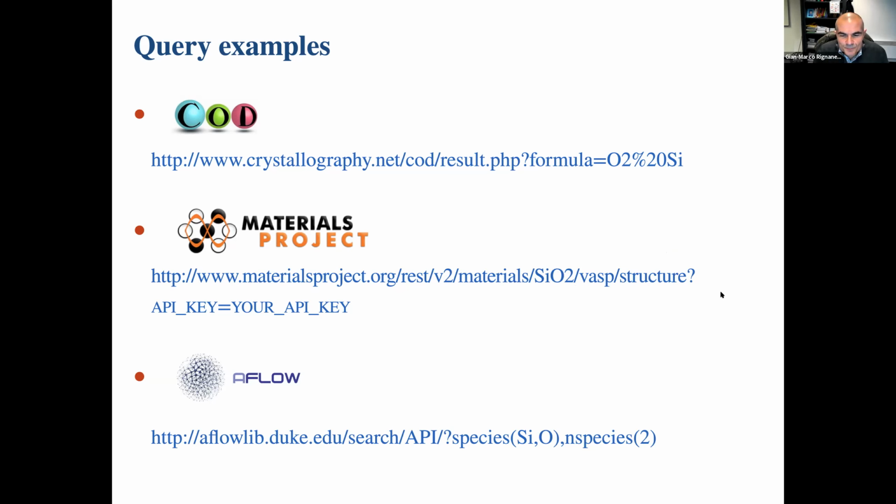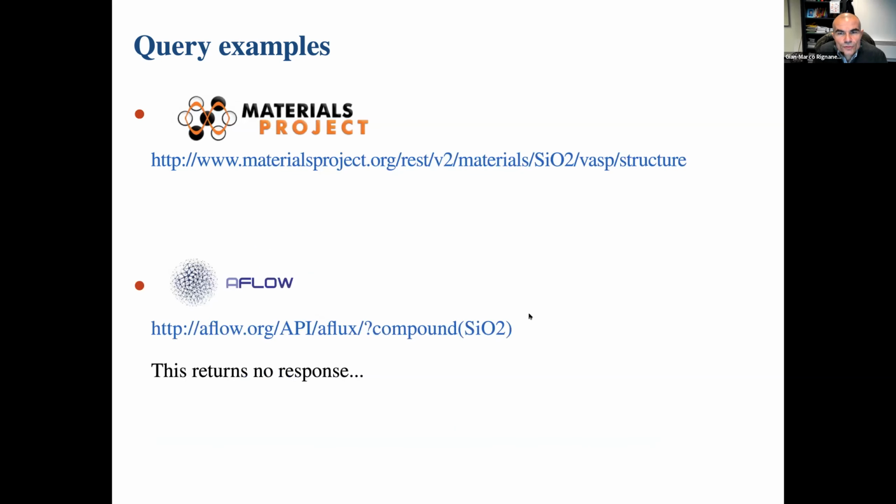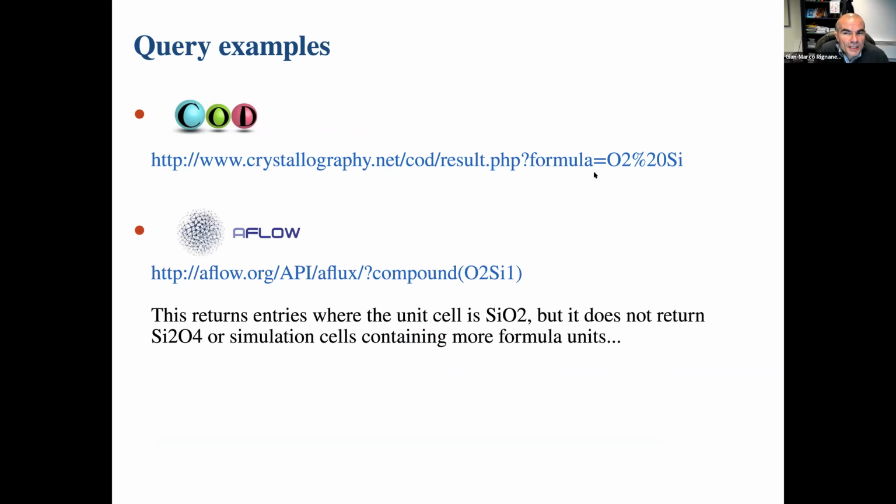So if you're coming from the Materials Project, let's say that you're used to this syntax, and you want to use a similar syntax in AFLOW, so you want to write SiO2, then this will return no response, because it's a completely different way to interrogate things. If you're coming from, say, COD, and you're used to something like O2Si, and you want to use something similar in AFLOW, say O2Si1, then this will return entries where the unit cell is SiO2, but it will not return Si2O4 or simulations that contain more formula units. So you see that it's very different.